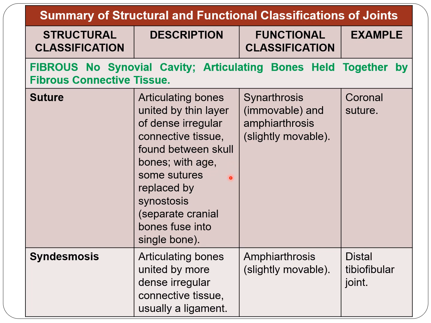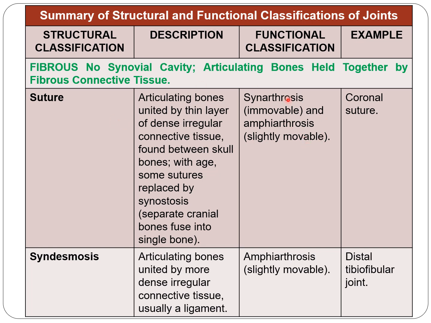With age, some sutures are replaced by synostosis, that is, separate cranial bones fuse into a single bone. The functional classification of a suture is synarthrosis, that is immovable, and amphiarthrosis, that is slightly movable.